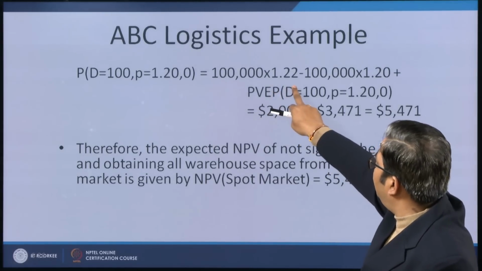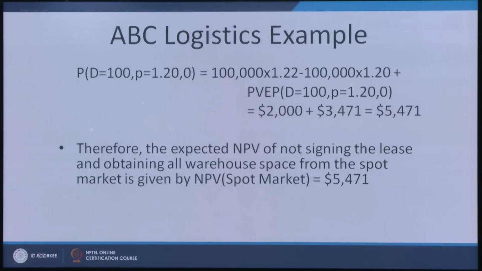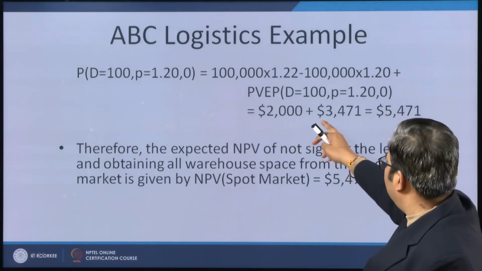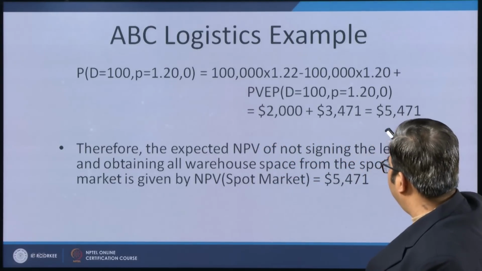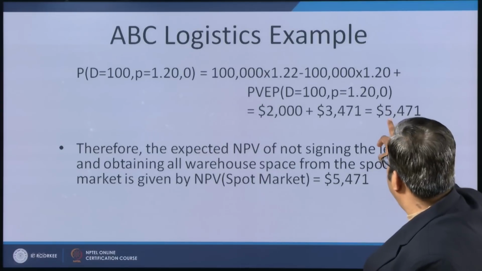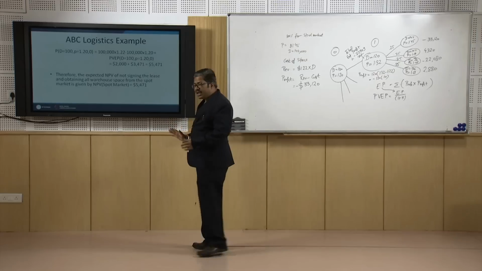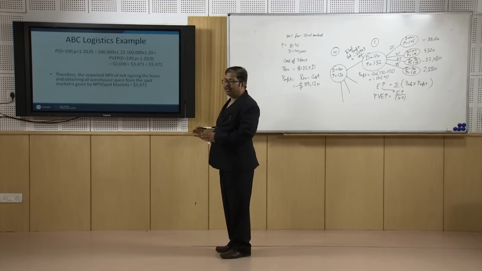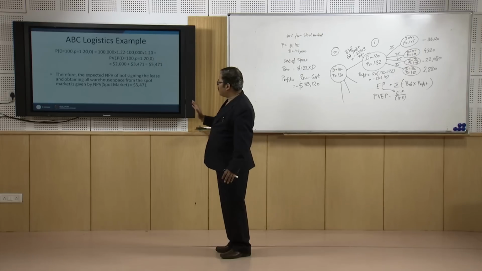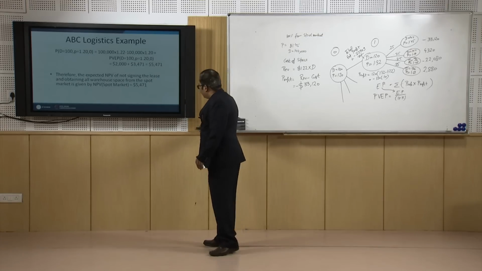I am selling at 1.22 is the revenue, 1.20 is the original cost. So, it becomes 2000 rupees is the profit, $2,000. So, 2000 plus 3471. So, the total amount of profit which I am going to get is 5471. So, therefore, the expected net present value of using 100% spot market is 5471. This is the final calculation available to me.